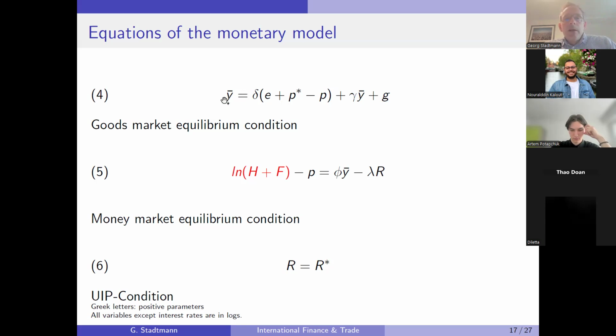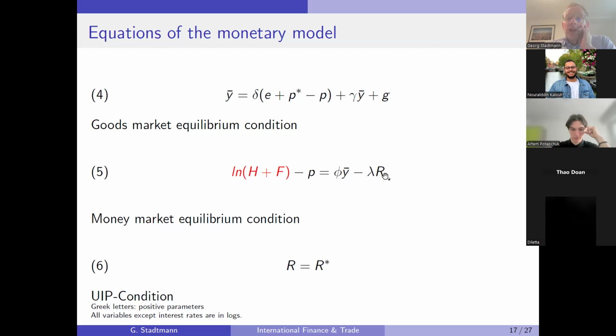In equation 4, we have goods supply on the left-hand side, goods demand on the right-hand side. Goods demand depends on the real exchange rate here in brackets. It depends on consumption and it depends on government spending. Then the money market equilibrium condition, equation number 5.